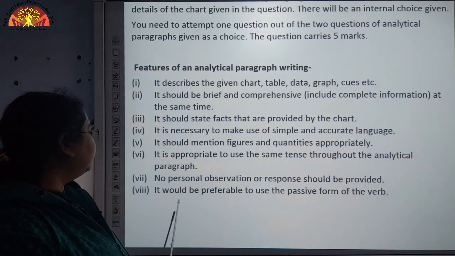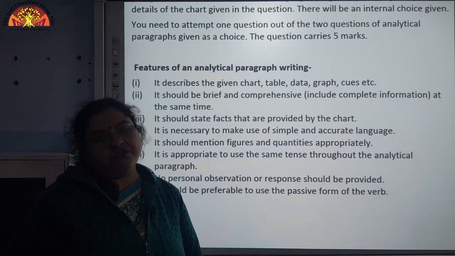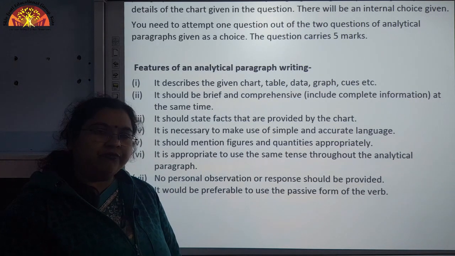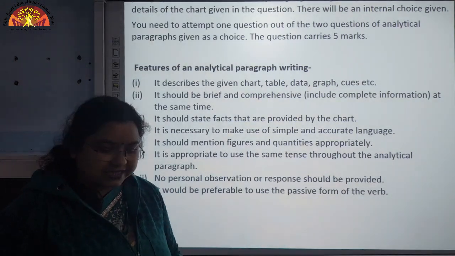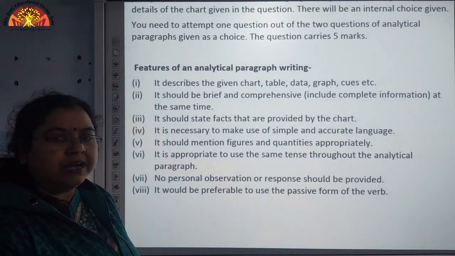Now, it would be preferable to use the passive form of the verb. Okay. Not the active voice, it should be in passive voice. It is preferred. It will be good if you write in that passive voice.